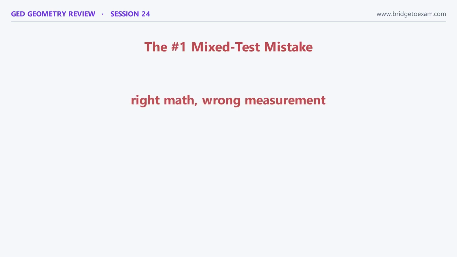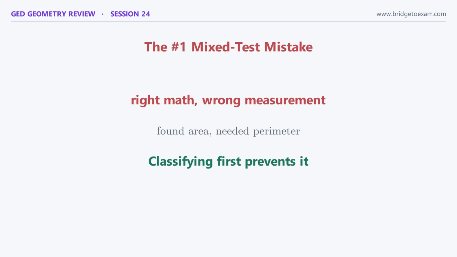The most common mistake on a mixed test is doing correct arithmetic for the wrong measurement. You compute perfectly, but you found area when the question wanted perimeter. Classifying first is what prevents this.